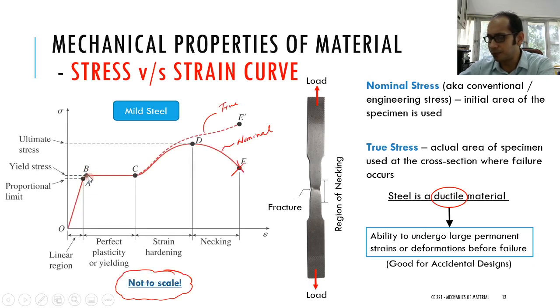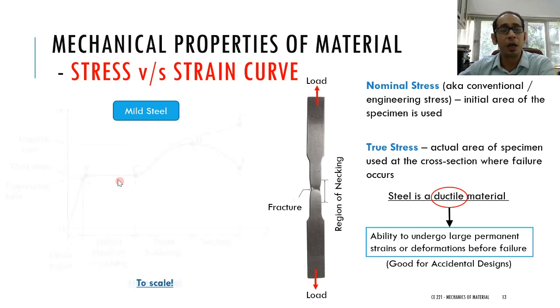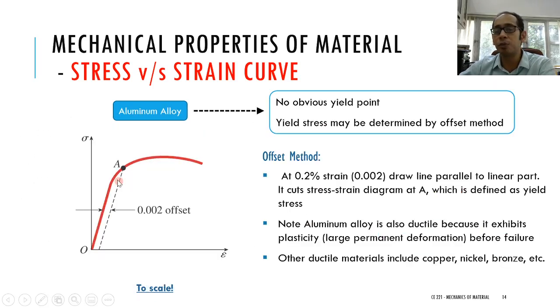For example, this one over here where the material yields and it goes into this plastic zone over here. But for some other materials, it is even more difficult. For example, if you consider some aluminium, it has no obvious yield point, and there is a particular method which is known as the offset method.